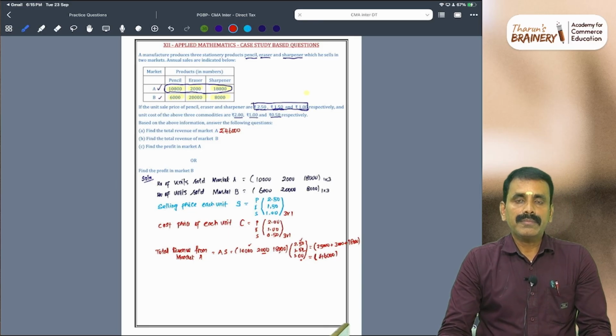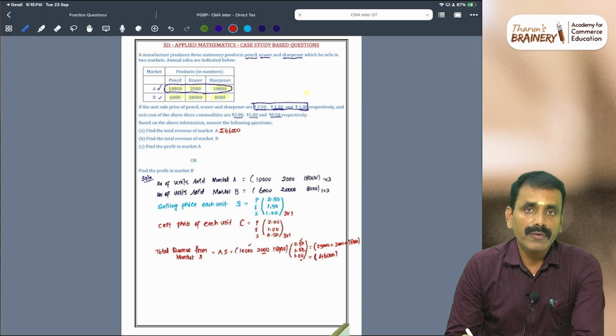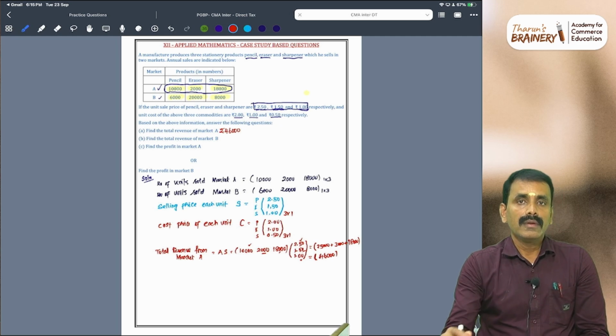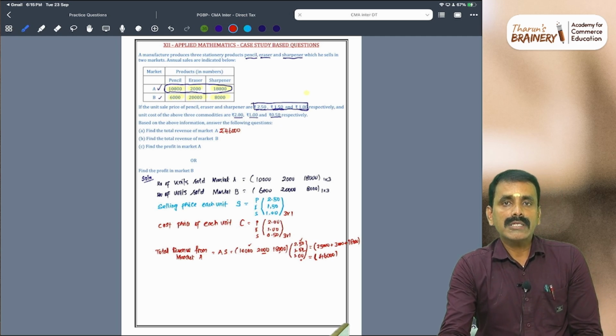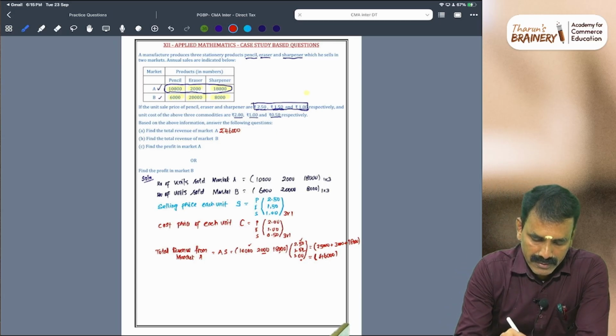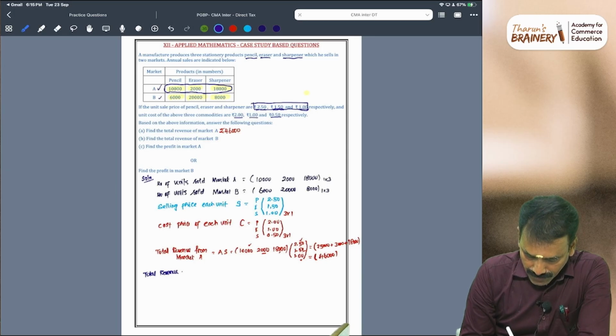Now, let us calculate the revenue from market B. How to find the revenue from market B? We have to find the product, how many units we sold in market B with the corresponding selling price of the units. So, we are going to calculate the total revenue from market B. So, we are going to multiply B matrix with S matrix.